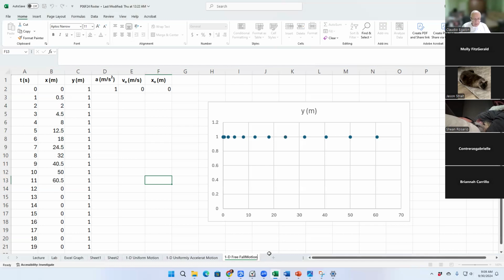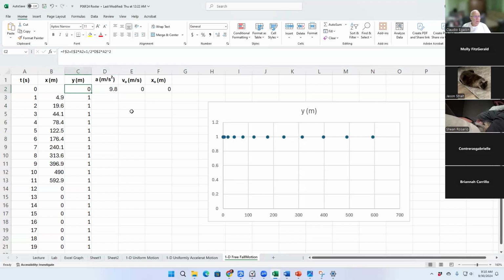Motion like that. And now I just have to change my values here from x to y. So it's going to be a vertical motion, right? And I have to change, let's see, I have to change the acceleration. Acceleration is going to be 9.8 meters per second.